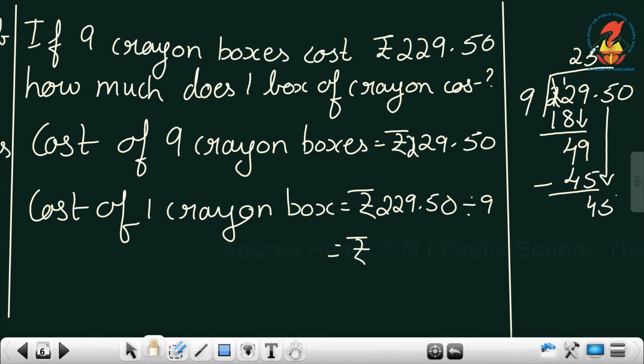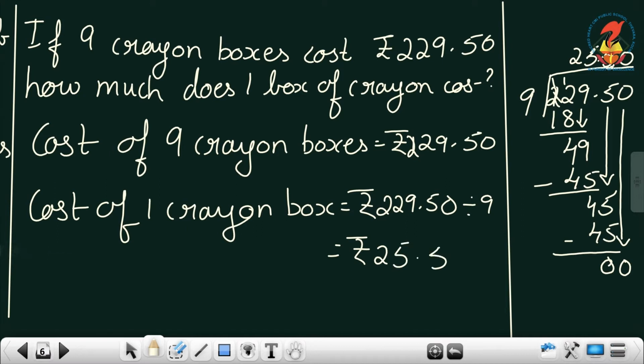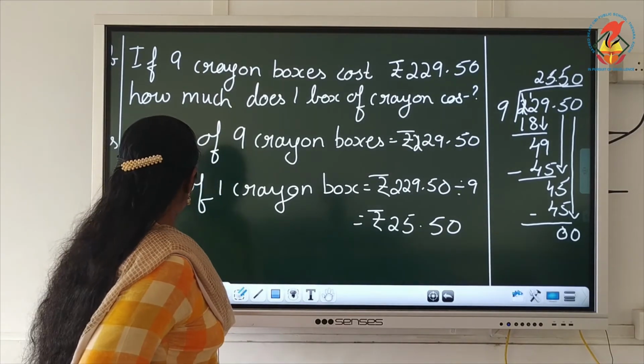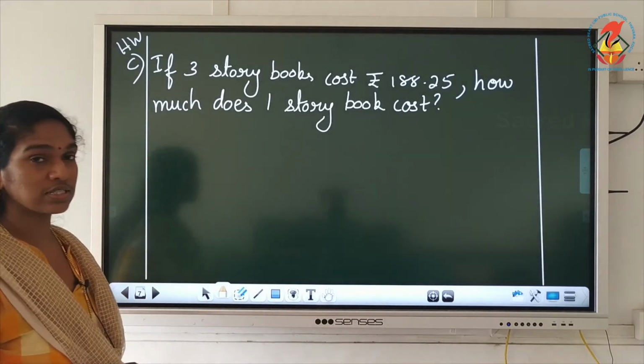Bring down 5. Don't forget to put the decimal point. Now, 9's table, where you get 45? Again, 5 9's are 45. When you minus, you get 0. Bring down the next 0. So, put 0 in the quotient. So, what is the cost of one crayon box? It is rupees 25.50. Okay, children?